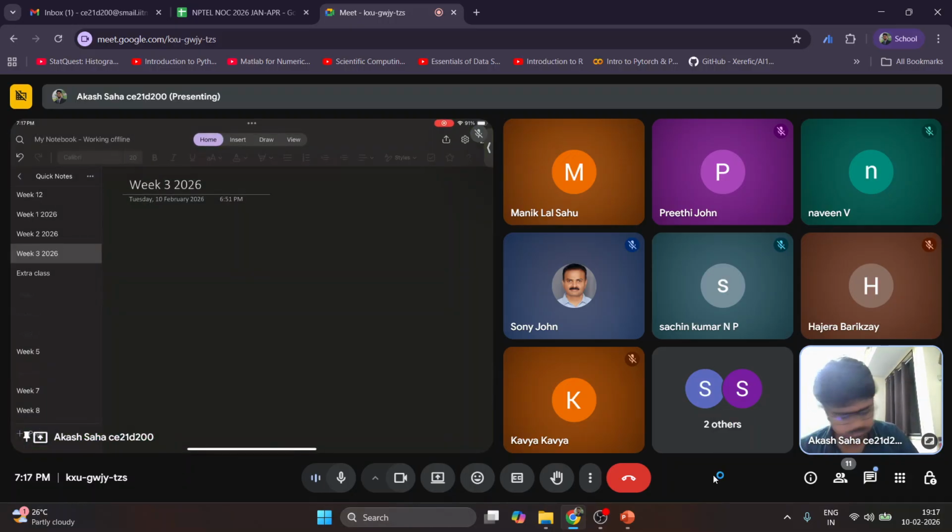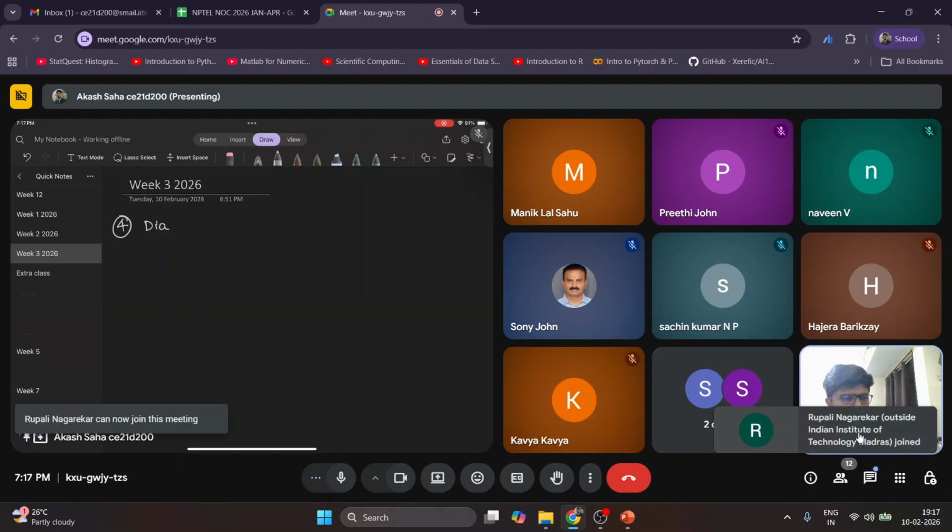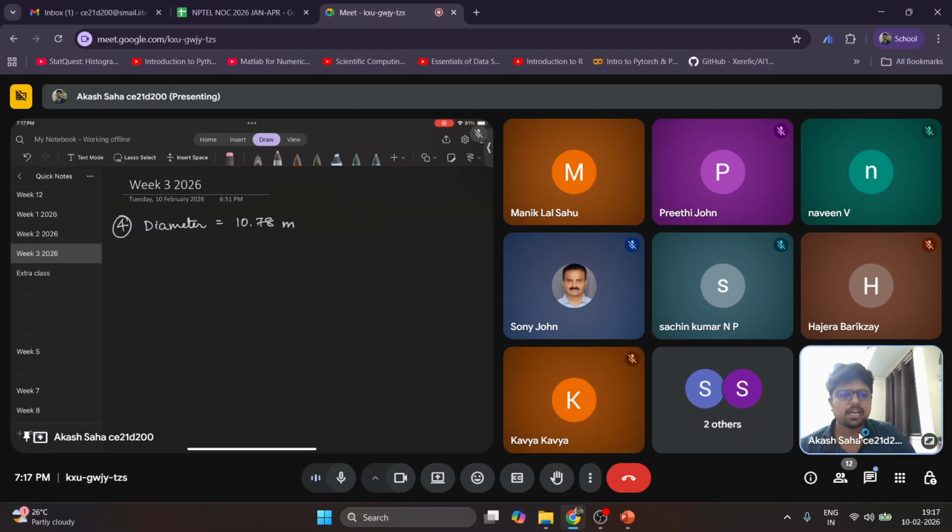So this is question number 4. So first, since the diameter is given, so diameter of the tank is already given, that is 10.78 meters. Okay, so from that we can find the surface area. The surface area of tank. So what will be the surface area of the tank? It will be pi by 4 into d square. Okay, so it will turn out to be 91.27 meters square, something around that, the surface area of the tank.